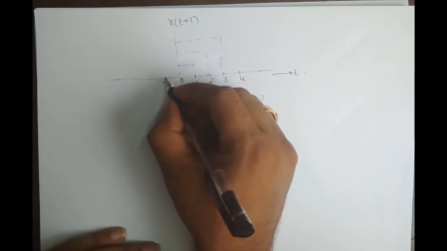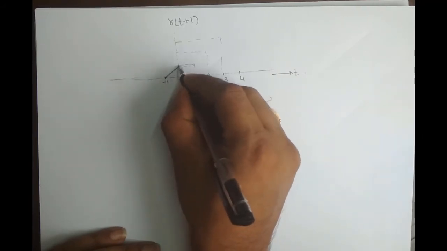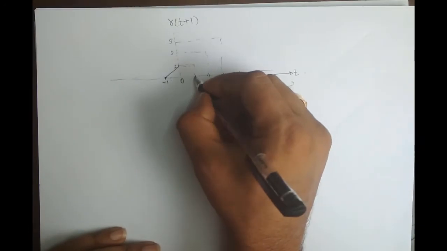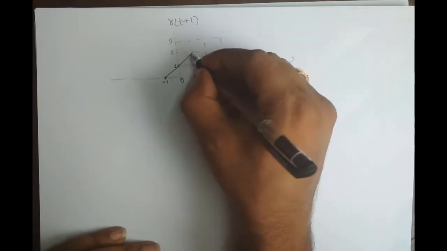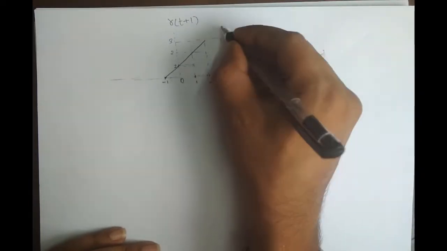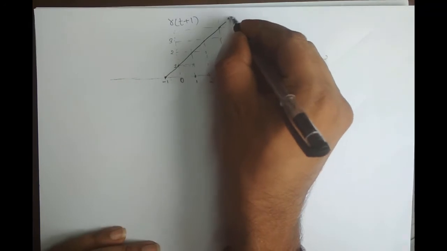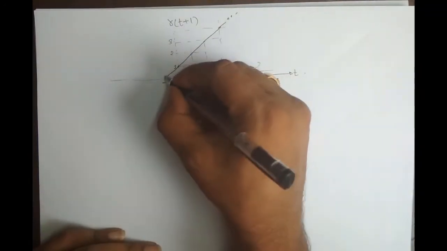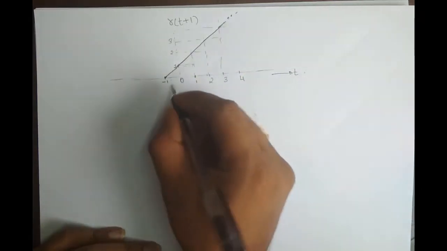Since I am shifting left, at t is equal to minus 1, amplitude is 0. At t is equal to 0, amplitude should be 1. This is amplitude 1, this is amplitude 2, this is amplitude 3, right? At t is equal to 1, amplitude should be 2. At t is equal to 2, amplitude should be 3. At t is equal to 3, amplitude should be 4, right? And this goes on. Fine. So this is our signal r of t plus 1.